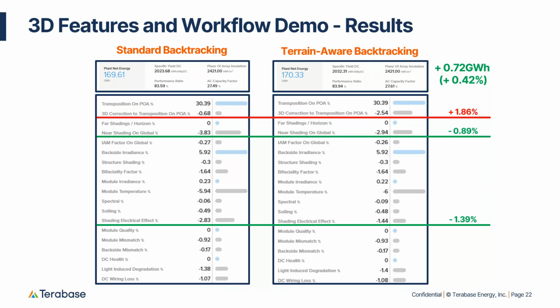The 2 shade loss factor improvements outweigh the increased transposition loss to provide a net boost in energy of 0.42% when compared to the standard backtracking model.